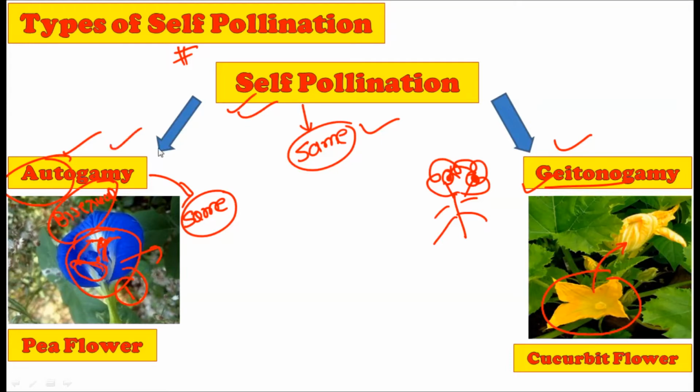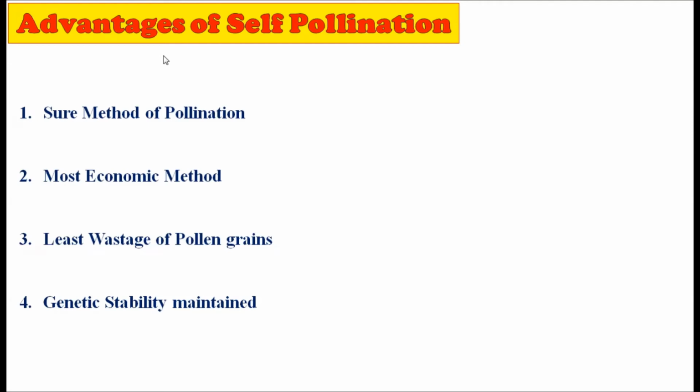Now, self-pollination is divided into autogamy and deuterogamy. Autogamy is when the bisexual flower, that is one flower only, is involved in the pollination, and in deuterogamy, two flowers are involved in the pollination of the same plant. But as the flowers belong to the same plant only, that is why these are called self-pollinated plants. Now, what are the advantages of this self-pollination?